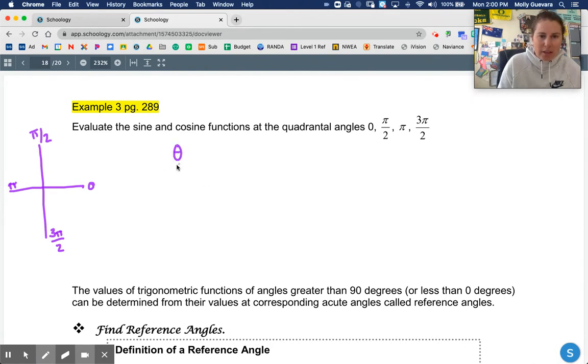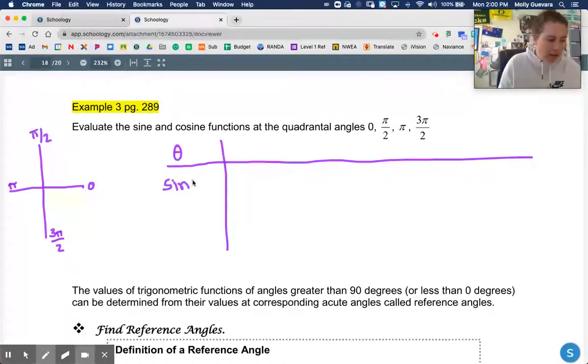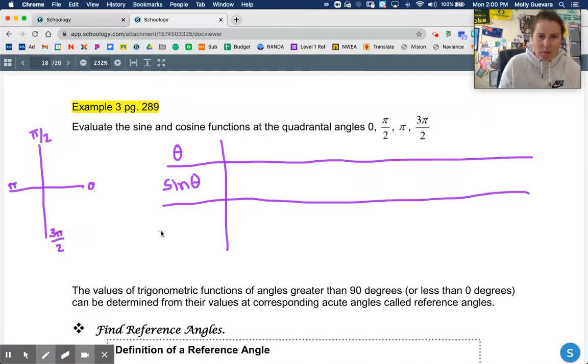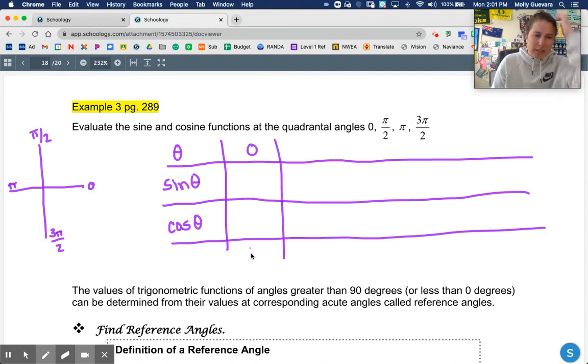Okay, so let's make a little chart. I feel like that will be easier. We're going to evaluate sine of theta and cosine of theta for these different angles. So let's start with 0. Remember this point right here is 1, 0. So sine is 0, cosine is 1. Okay, let's move on to pi over 2.